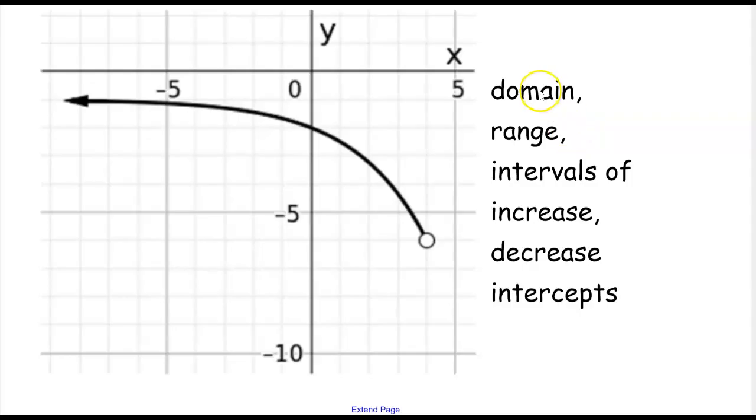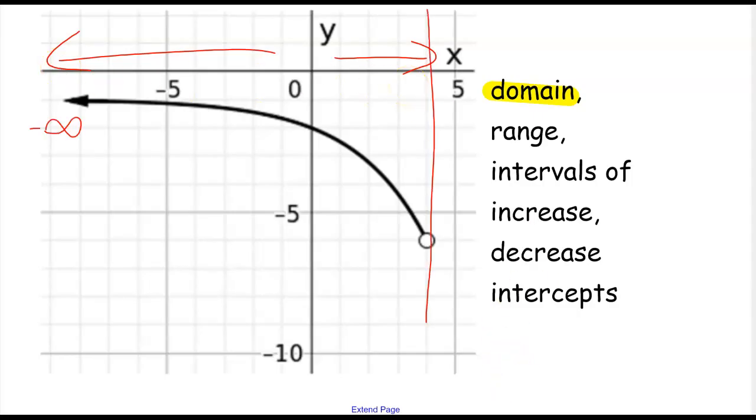Alright, first we'll look at the domain. We want to find the domain. The domain goes from left to right. It goes to negative infinity all the way to this line here, which is positive 4. So the domain is parentheses, negative infinity, comma, 4 parentheses, because we don't include the 4.